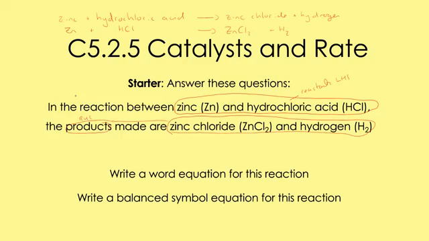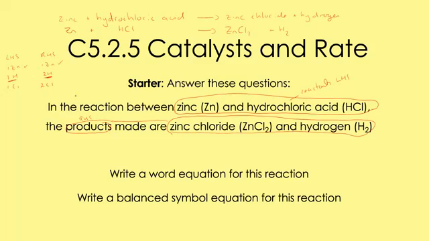Now that's the symbol equation, but we need to balance it. So if I look at these on the left hand side, I've got one zinc, one hydrogen and one chlorine. And on the right hand side, I've got one zinc, two hydrogens and two chlorines. So the zinc's okay, but the hydrogen and the chlorine are not. So let's do the hydrogen first. I've got two hydrogens on the right hand side. I need two hydrogens on the left.